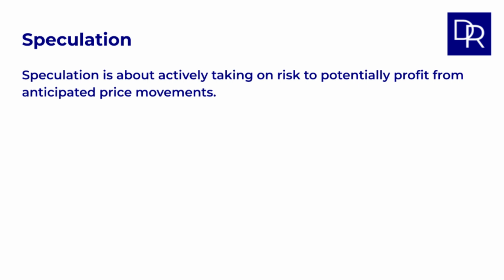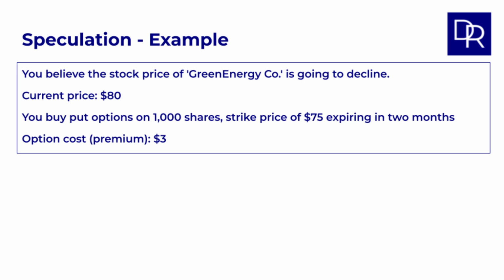This time, let's use put options for our example. Imagine you believe that the stock price of Green Energy Co., which is currently trading at $80, is likely to decline in the near future. Instead of just selling Green Energy stock short, which has unlimited risk, you can use put options to speculate on a price decrease with limited risk.